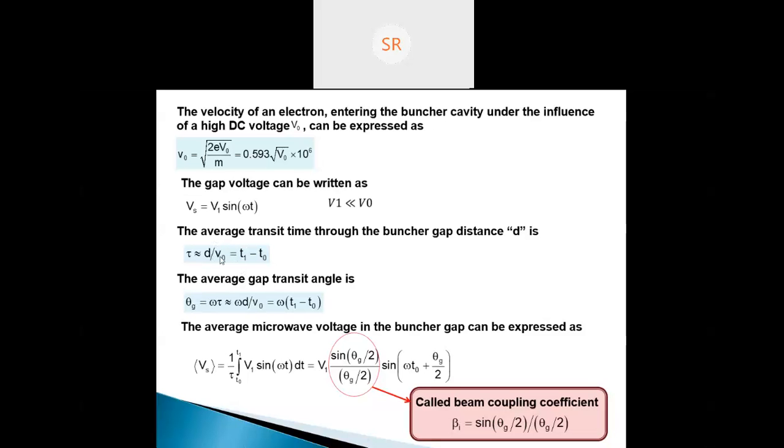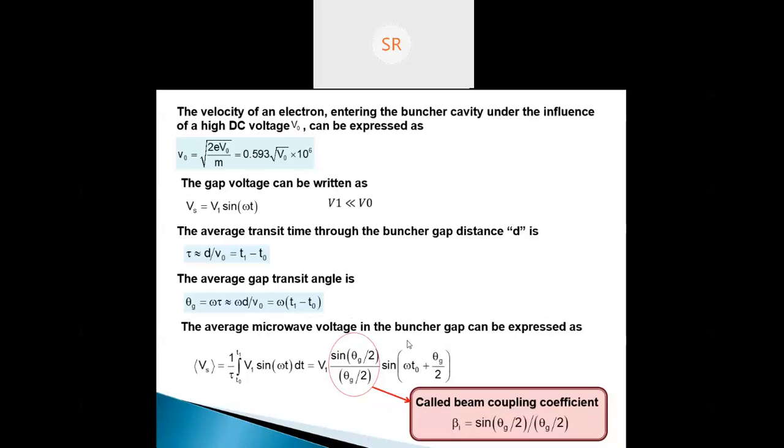Okay, this one is a small v, this one is a capital V. The average gap transit angle, that is theta g, is equal to omega tau, approximately omega d by v0, or we can say omega of t1 minus t0. The average micro voltage in the buncher gap can be expressed. This one is about the micro voltage in the buncher gap.